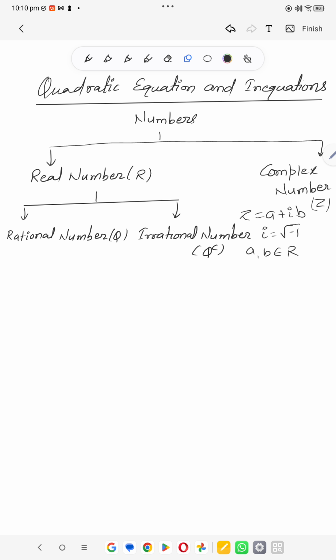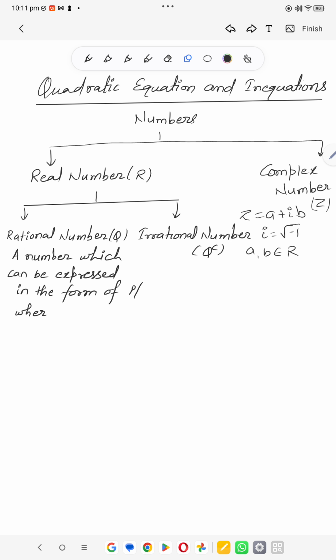So what is the rational number? A number which can be expressed in the form of p by q, where q is not equal to 0. That is called a rational number.